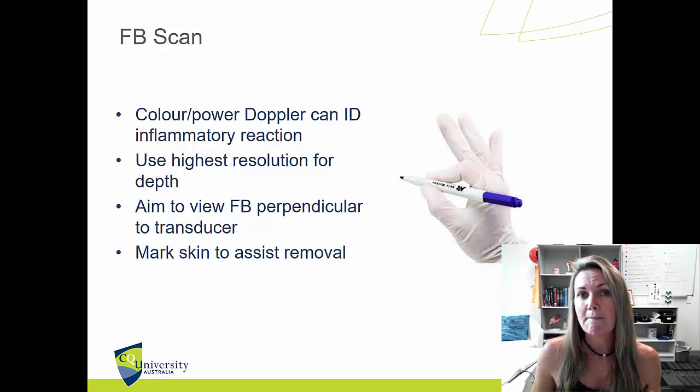Often that patient will be going back to the hospital or the GP for removal of the foreign body, so it's important that you do mark the skin with a marker that I've got there, and that's going to aid in your detection of the foreign body for the person who's going to be removing that at a later date.